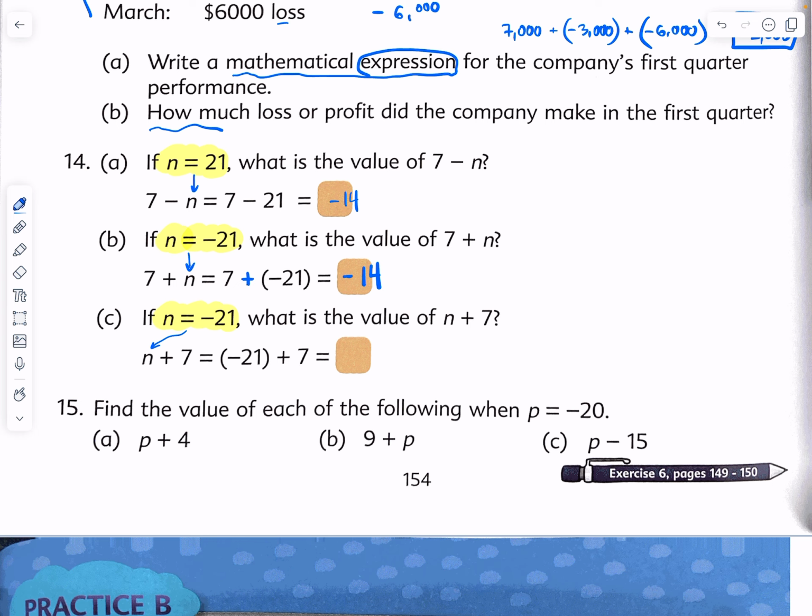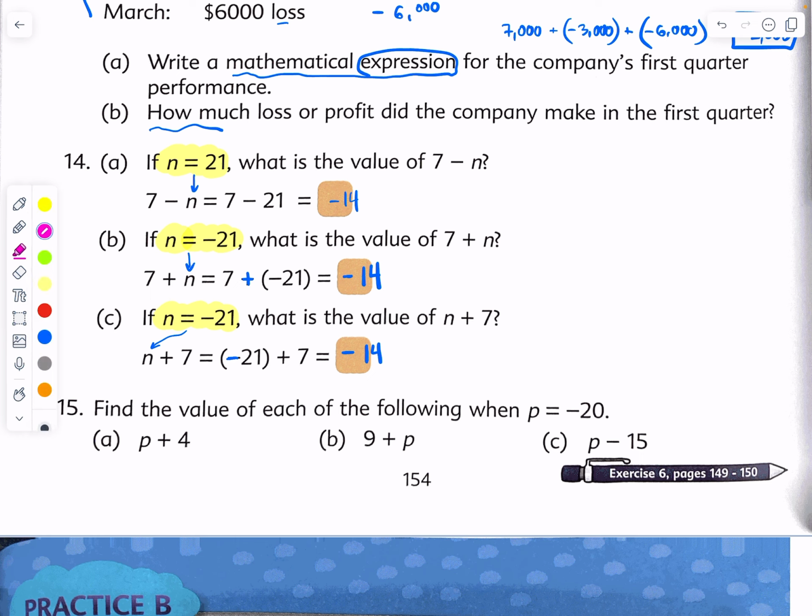And finally, minus 21 plus 7. Again, we have different signs. Step 1, use subtraction, 21 and 7. The difference is 14, positive or negative? Well, the greater numerical value has minus, so it will be negative.